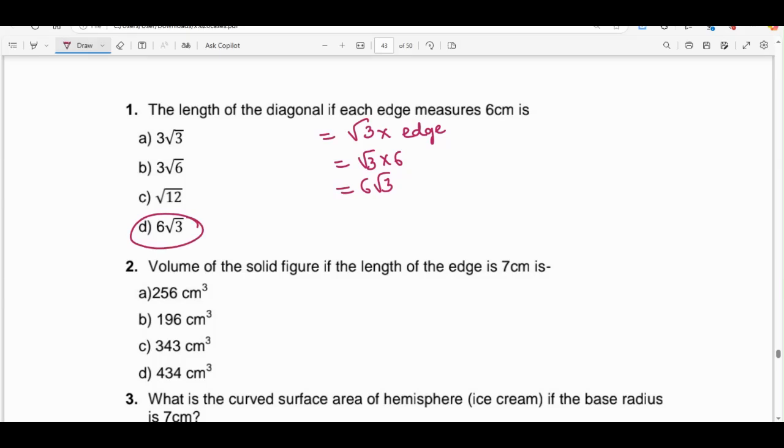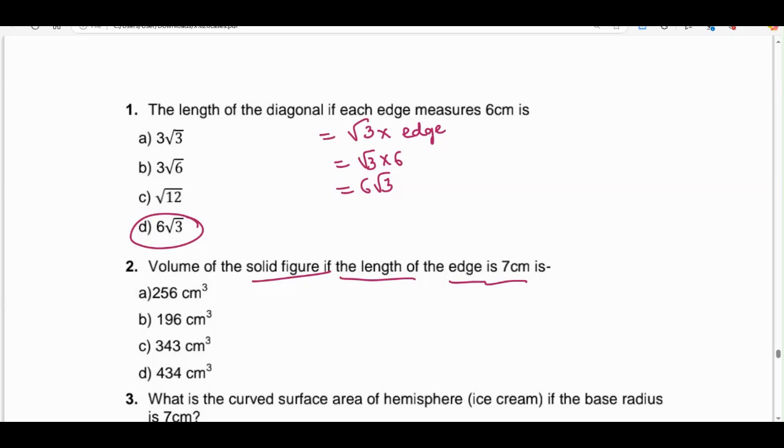Then the next one you have is volume of a solid figure if the length of the edge is 7 meter is. So what is the volume? Volume formula is 2 pi r square. So it is 2 into 22 by 7, and the edge length is how much? It is 7. 7 into 7, one 7 will get cancelled. That is 44 into 7 will be 308 meter cube.